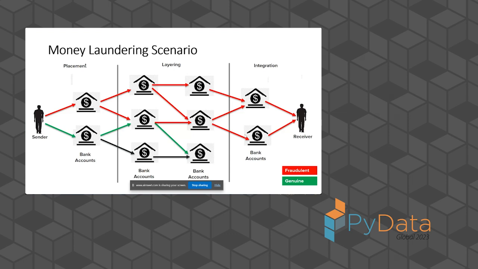After the layering stage, there's the integration stage. At the end, money from these multiple accounts will be deposited into the receiver's account. If you see the structure here, it's called structuring or smurfing, and we are concentrating on detecting such fraud.